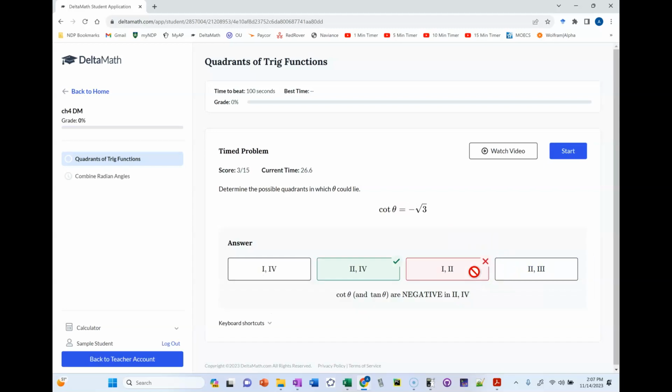Cotangent negative. Oh no, I pressed the wrong thing. What happened? Stop my time, stop my score count, and now I have to start over again. You have to keep doing it until you get your 15 in a row. Okay? Stay with me, guys.